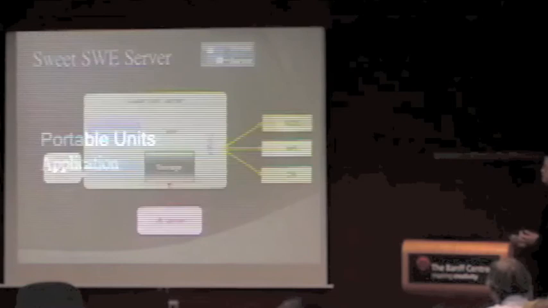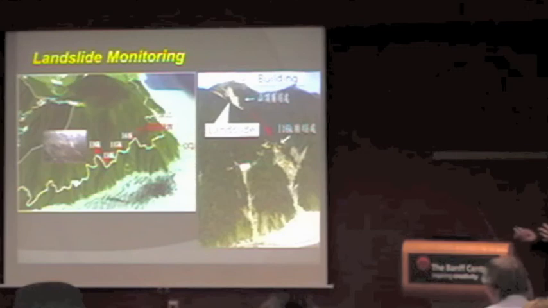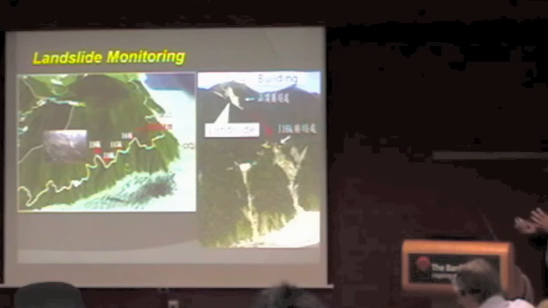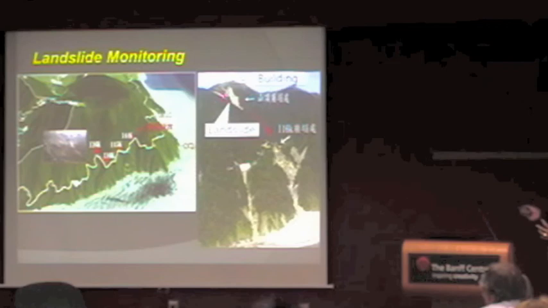So we have a real application of our portable unit. Last year, 2010, the important event was typhoon Megi. Typhoon Megi caused a landslide at number 9 highway in the east of Taiwan, and a lot of people died in this case.